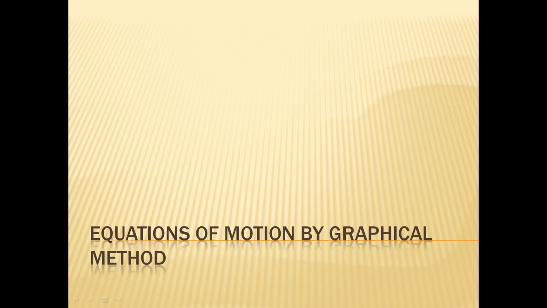What are these equations of motion and how are they helpful to us? In this chapter we have studied many physical quantities like distance, initial velocity, final velocity, acceleration, time. Relating all these physical quantities, we have equations of motion. If any one of these physical quantities is unknown, we can find it using these equations of motion.